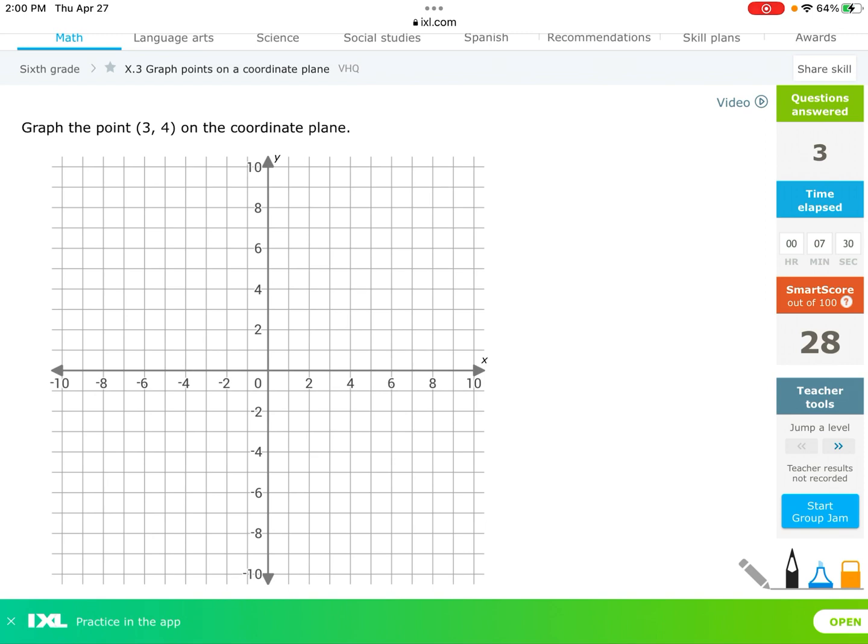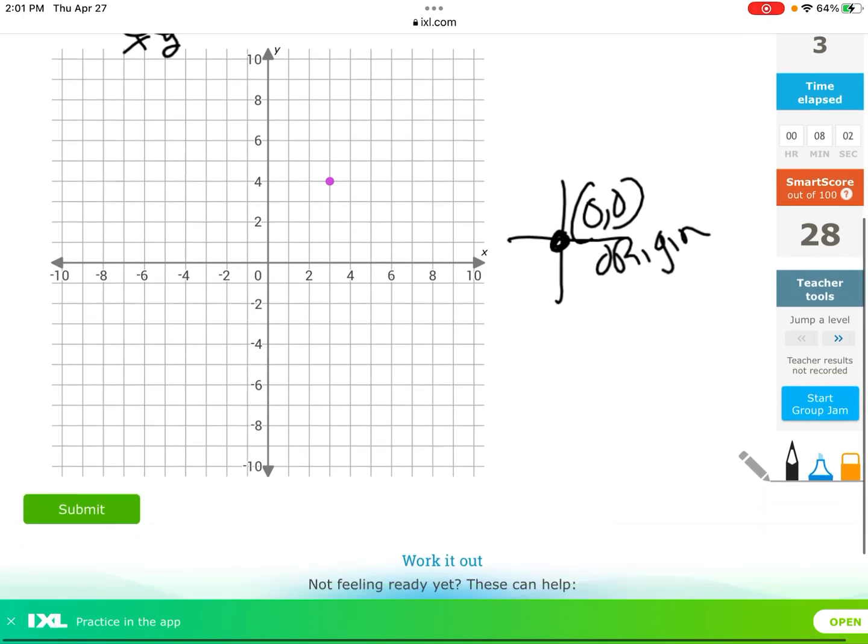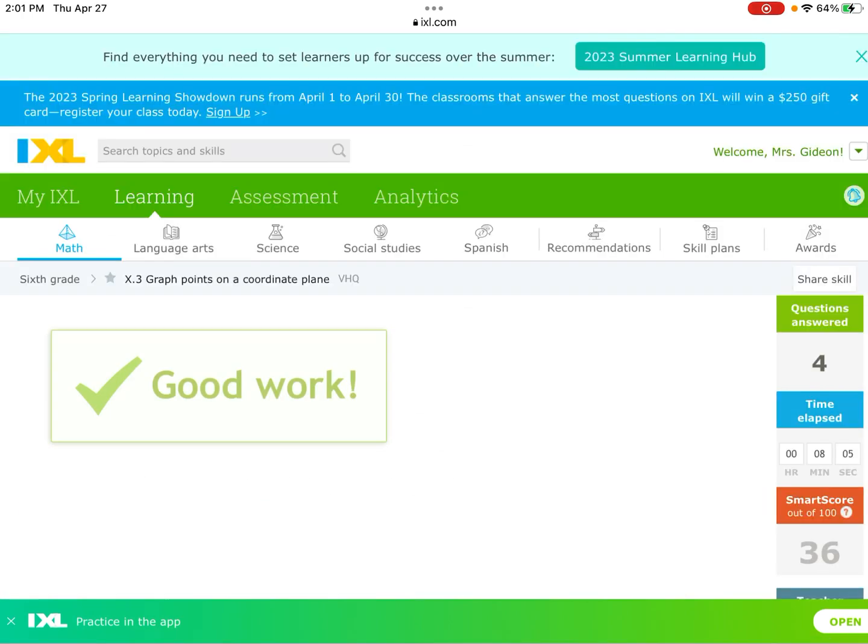So this next one says I have a 3 and a 4. 3 is my X value. 4 is my Y value. So 3, 4. I'm going to start at the origin. I always start where they cross, and remember, this is your origin right there. That's called 0, 0, the origin. All right, so I'm going to count. 3 is my X. I'm going to go 1, 2, 3. 4 is my Y. So I'm going to go up 1, 2, 3, 4. And I would put my dot there and submit it.